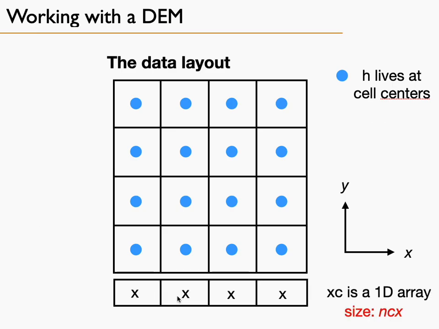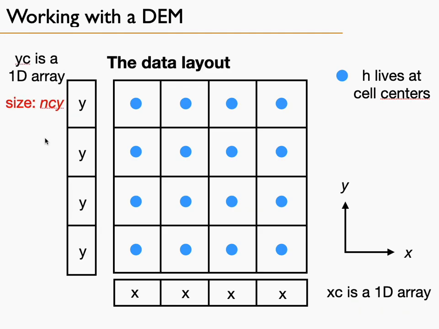The XC array can be represented as such. It's a 1D array that contains the position of each of the centroids of the cell in the X direction. So that's the size NCX. We also have a 1D array, YC, which contains the Y position of each of the centroids of the 2D mesh. The size is NCY.